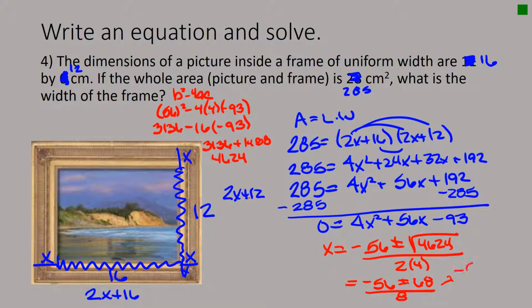So if we do negative 56 plus 68 all over 8, we have 12 over 8, which if we divide 12 by 8, we get 1.5. If we do the subtraction, negative 56 minus 68 over 8, we get negative 124 over 8, and that comes out to negative 15.5. It's negative, so that's not going to work. So the width of the frame is 1.5 inches.